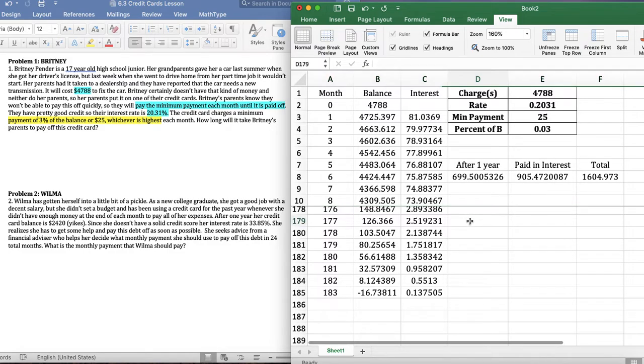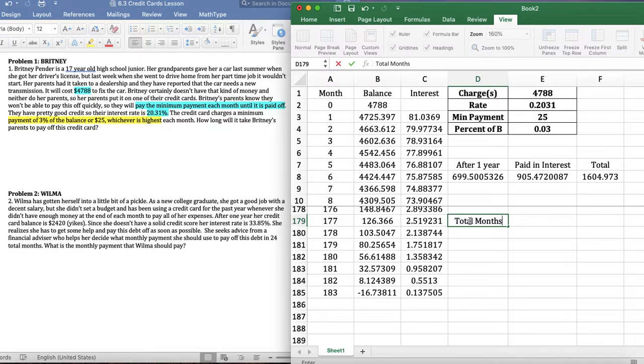All right. So the answer to the question is it takes a total of 183 months to pay off this credit card. Total months, 183 is how I'm answering that question. If you were looking at total years, you could say that is equal to 183 divided by 12. You can see it takes 15 years and about 3 months because it's a quarter of another year.